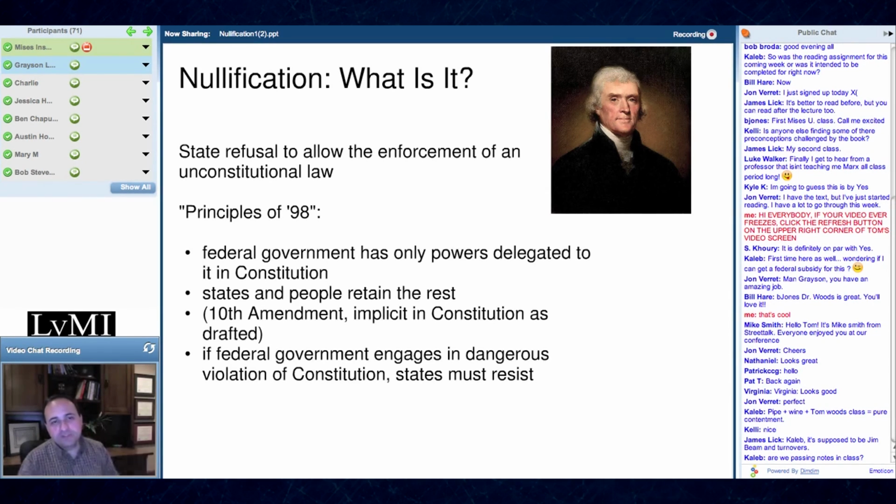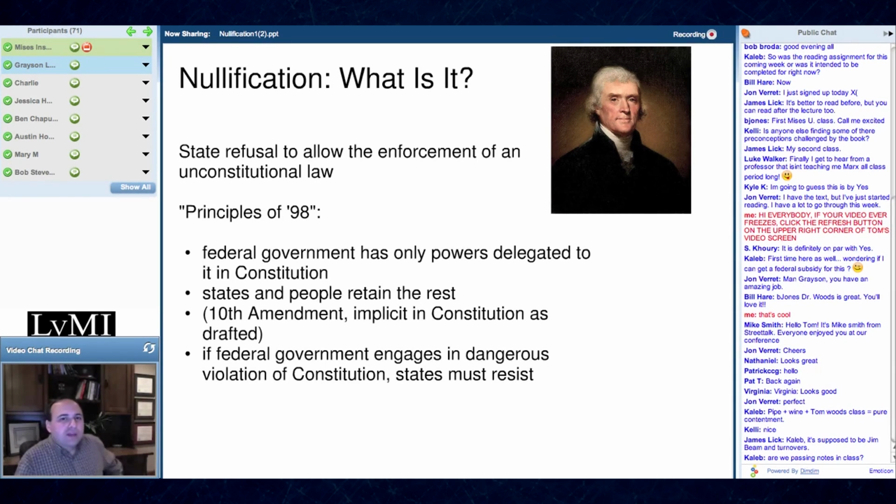And then I put in parentheses, this is really what the 10th Amendment to the Constitution says. The Constitution is ratified in 1788, and the 10th Amendment is ratified 3 years later as part of the Bill of Rights, which are the first 10 amendments to the Constitution. And the 10th Amendment says precisely this. And I'm also noting that the 10th Amendment is implicit in the Constitution as drafted.